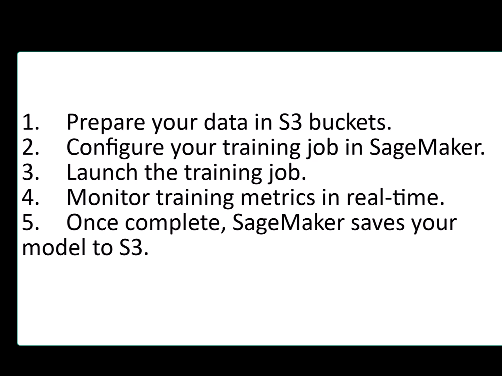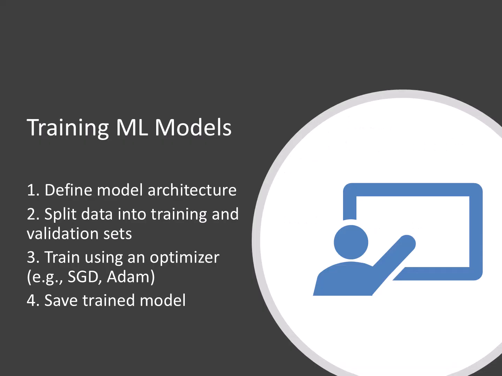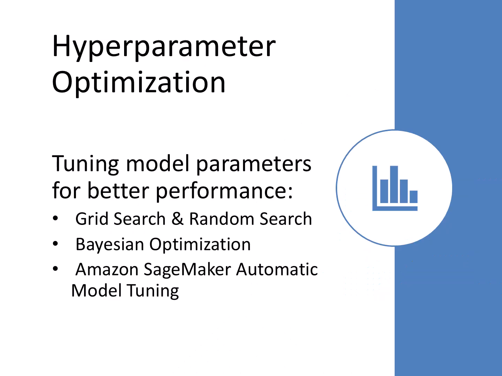Throughout the training process, it is important to monitor for issues like overfitting, when your model performs well on training data but poorly on new data, or underfitting, when your model fails to capture the underlying pattern. This is where proper validation comes in. Now, even with the best model architecture, your performance might still be suboptimal if you don't tune your hyperparameters correctly. So let's discuss that next.